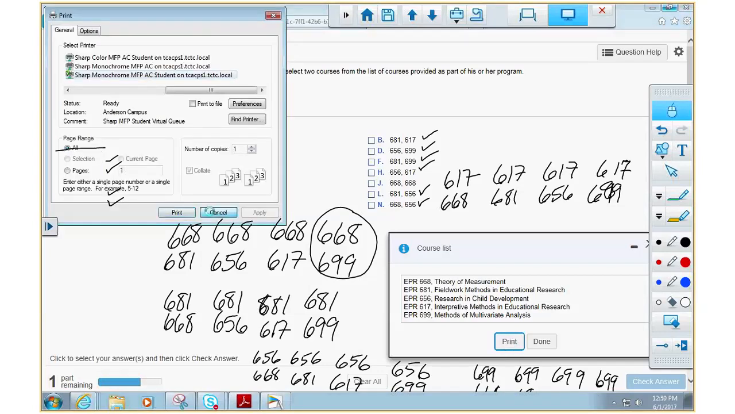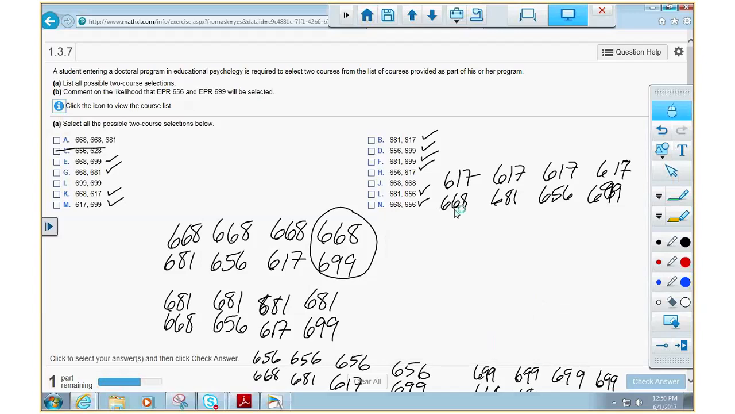The question is very vague. That's another reason I wouldn't put it on the test. But I'd say this one, this one, this one, and so on through the list.